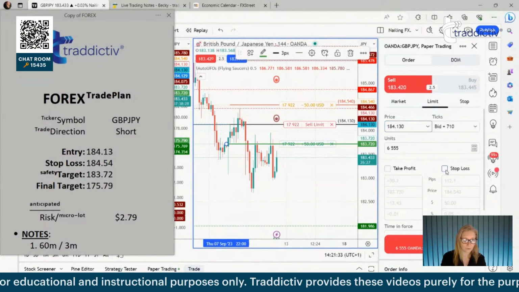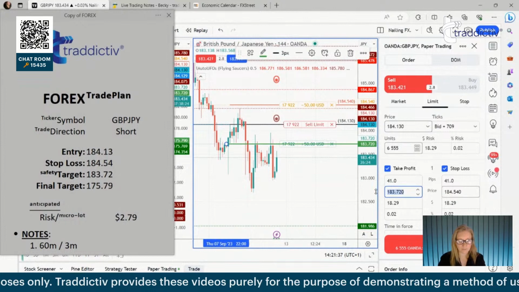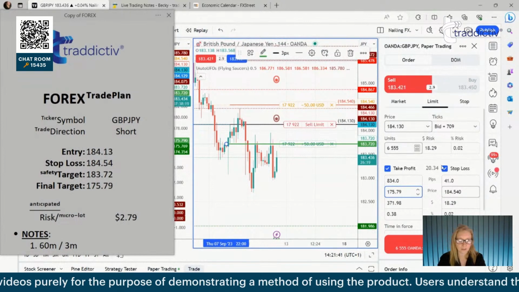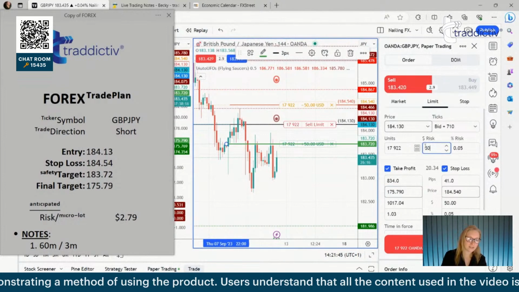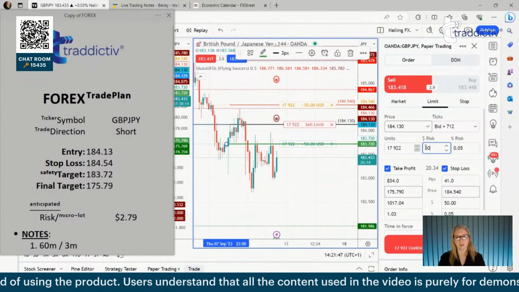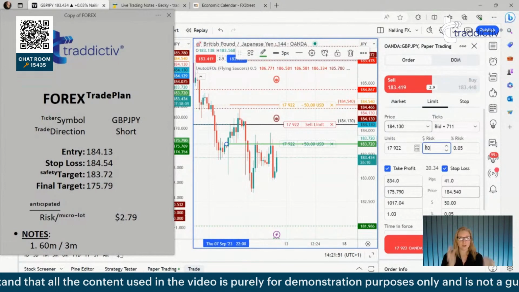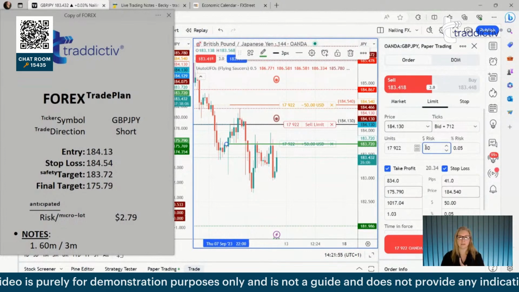Okay, second half of the trade, 184.13. Stop loss is the same. Profit target is 175.79. So that is, if we were right in this, a 20-to-1. The 20-to-1 on one half of the trade, a 1-to-1 on the other half. Overall, that's like 10-to-1-ish, 9-ish, 10-ish to 1, if we were right on both counts.